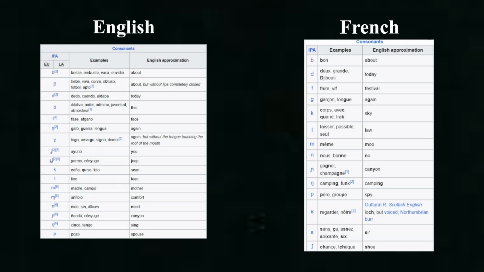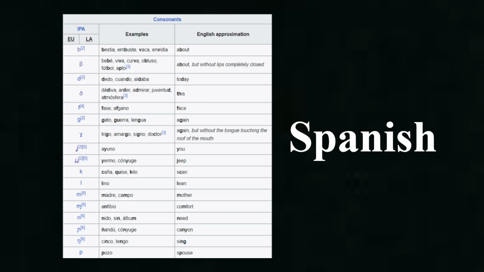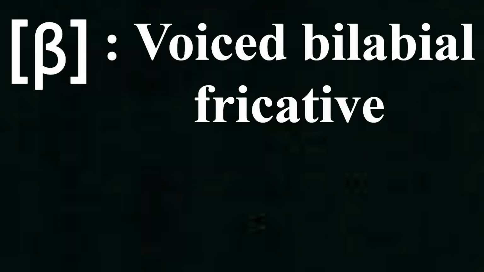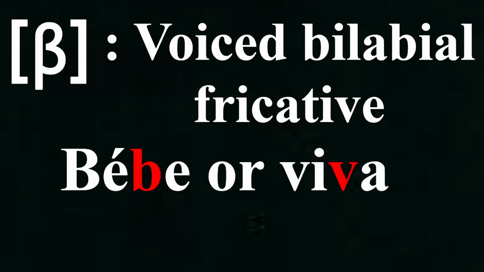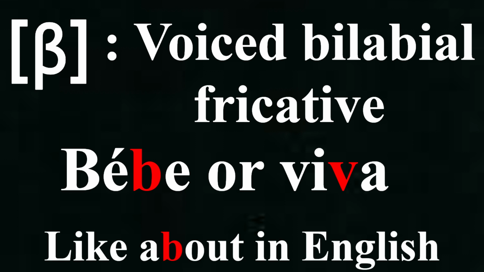Like in every language, Spanish has its own phonetic alphabet. I'm going to give you some examples of some letters that might be different than in the one that you might know. For example, this letter that looks like a B would be called a voiced bilabial fricative. You can hear it in the word bébé or viva. It sounds like "about" in English, but without closing your lips completely, so it would be more like "about".